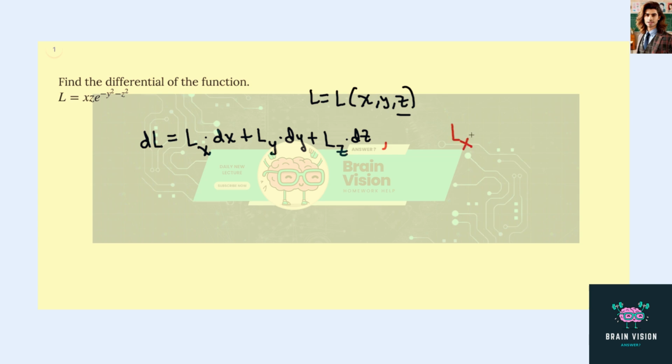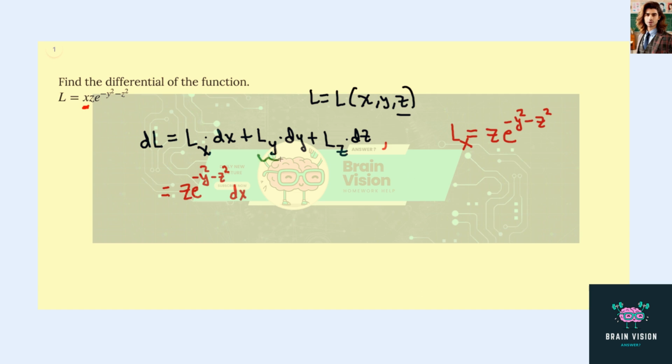So first one, derivative with respect to x. So we just differentiate that. That goes away to a 1, and we're left over with e to the negative y squared minus z squared. So we can go ahead and plug that in for the first part. So it's e to the minus y squared minus z squared. And then don't forget the dx.